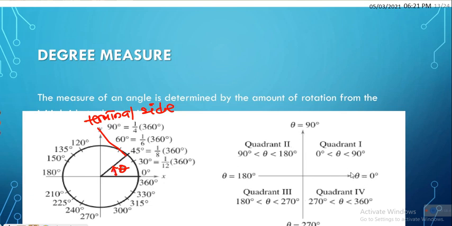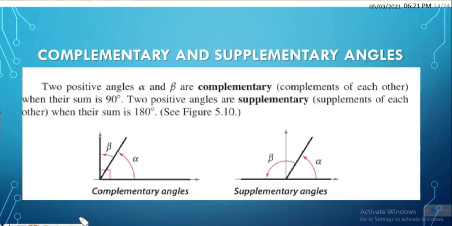Okay, so the first quadrant is between 0 and 90 degrees. The second quadrant is between 90 degrees and 180 degrees. The third quadrant is between 180 degrees and 270 degrees, and the fourth quadrant is between 270 degrees and 360 degrees. So these are the 4 quadrants we have in circular angle rotation.